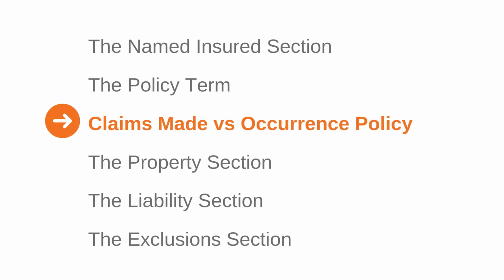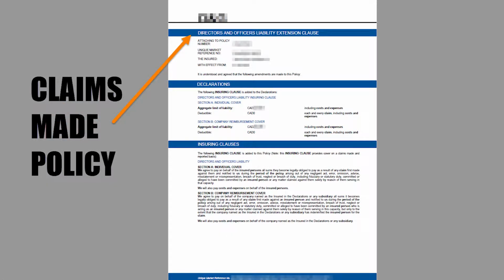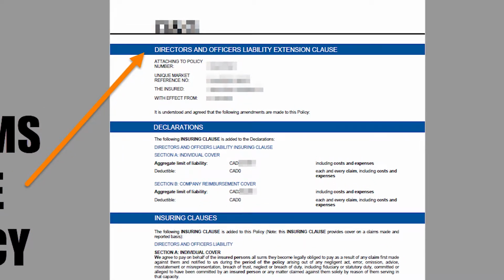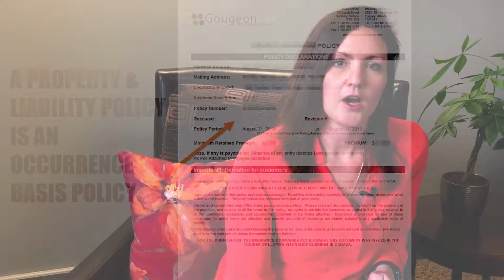Claims made versus occurrence-based policy. A claims-made policy protects you for covered events that are brought forward during the policy period, regardless of when the claim occurs. Many directors and officers and professional errors and omissions policies fall into this category. An occurrence-based policy provides protection for covered events that occur during the policy period, regardless of when the claim is filed. Most property and liability policies fall under this category.